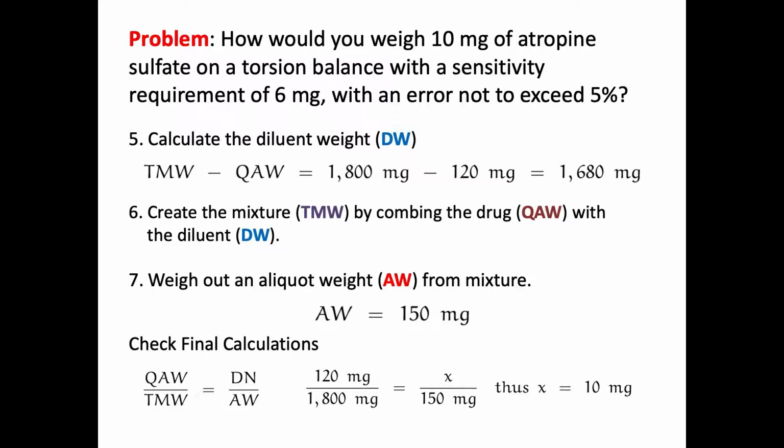Prove it. So let's set up our proportions, saying, okay, the quantity of drug I actually weighed was 120 milligrams. Set that over the total mixture weight, which was 1,800 milligrams of powder mix. Set that equal to some X amount of actual drug over the aliquot weight, which was the weight of the mixture we actually pulled out. Our aliquot weight in this example was 150. So 120 times 150, then divided by 1,800, means that X, or the drug amount that's provided by that aliquot weight, is 10 milligrams. And that's what we had desired to obtain. So that 150 milligrams of aliquot mixture only contains 10 milligrams of our atropine drug.